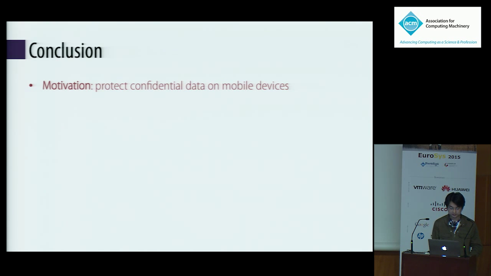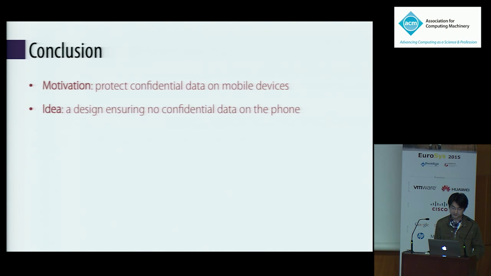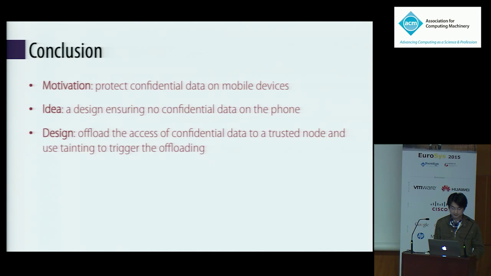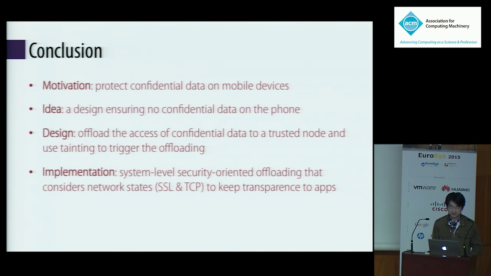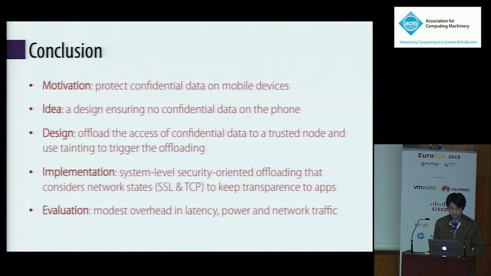Our motivation is to protect confidential data on mobile devices. The idea is a design showing no confidential data on the phone. Our design uses offloading to access the confidential data on a trusted node and uses tainting to trigger the offloading. We implement a system-level security-oriented offloading that considers network state to stay transparent to applications. And the overheads of latency, power, and network traffic are modest.